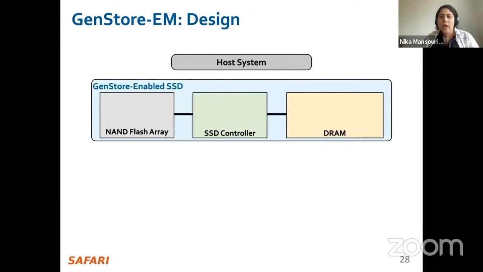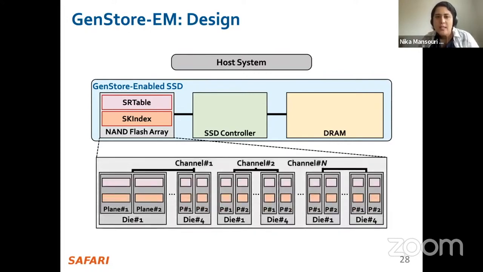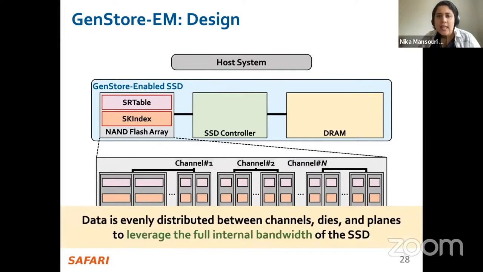So now I show the overall operation flow of GenStore EM with sorted read table and sorted K-mer index in the NAND flash memory, distributed across all channels and dies. When the data is evenly distributed across all these channels, dies, and planes, we can leverage the full internal bandwidth of the SSD. And here we have a comparator logic on the SSD controller, small added logic.